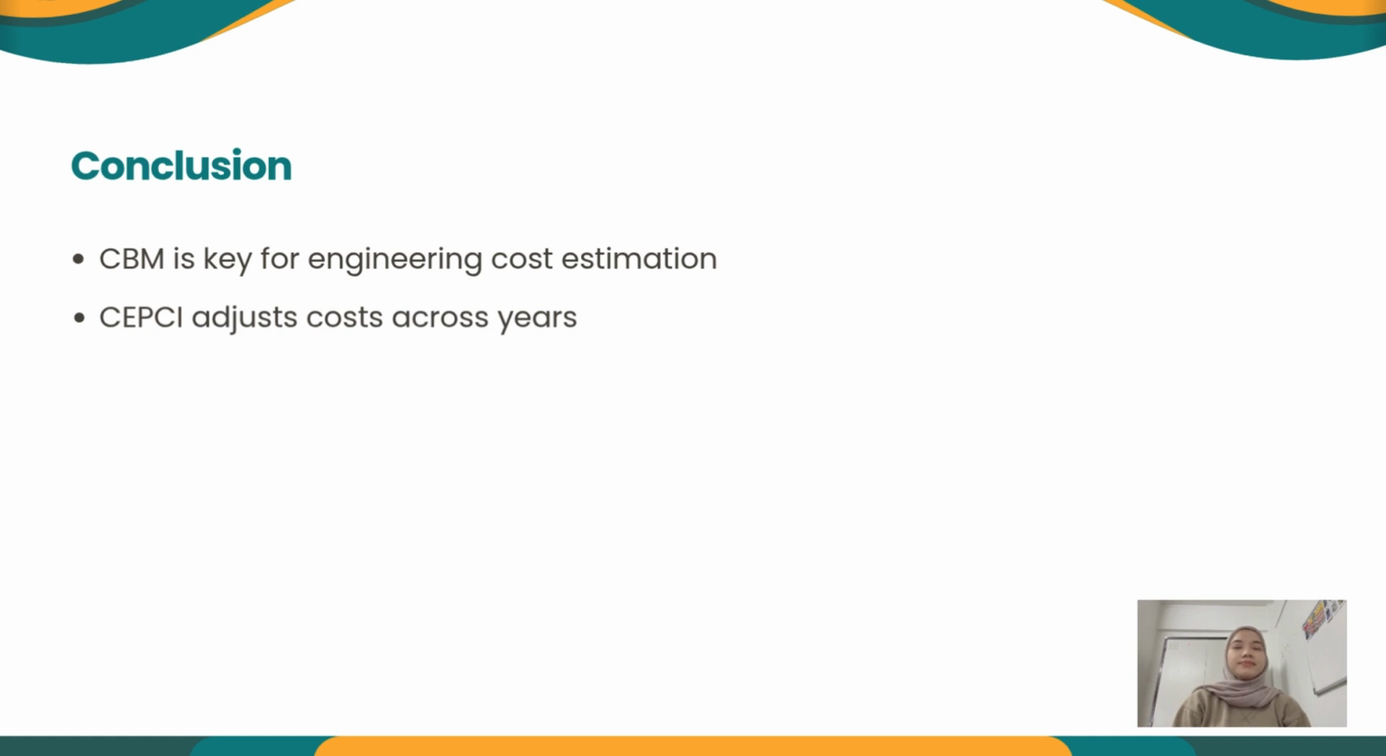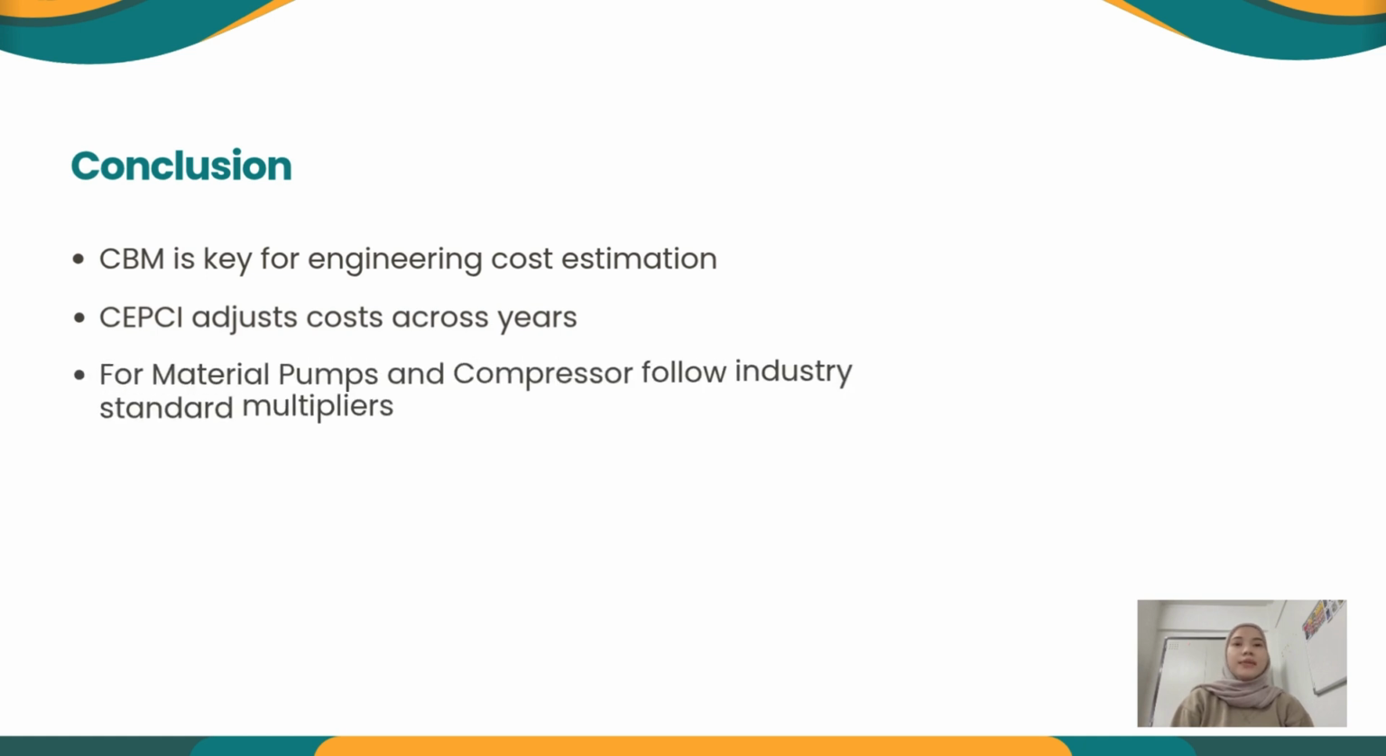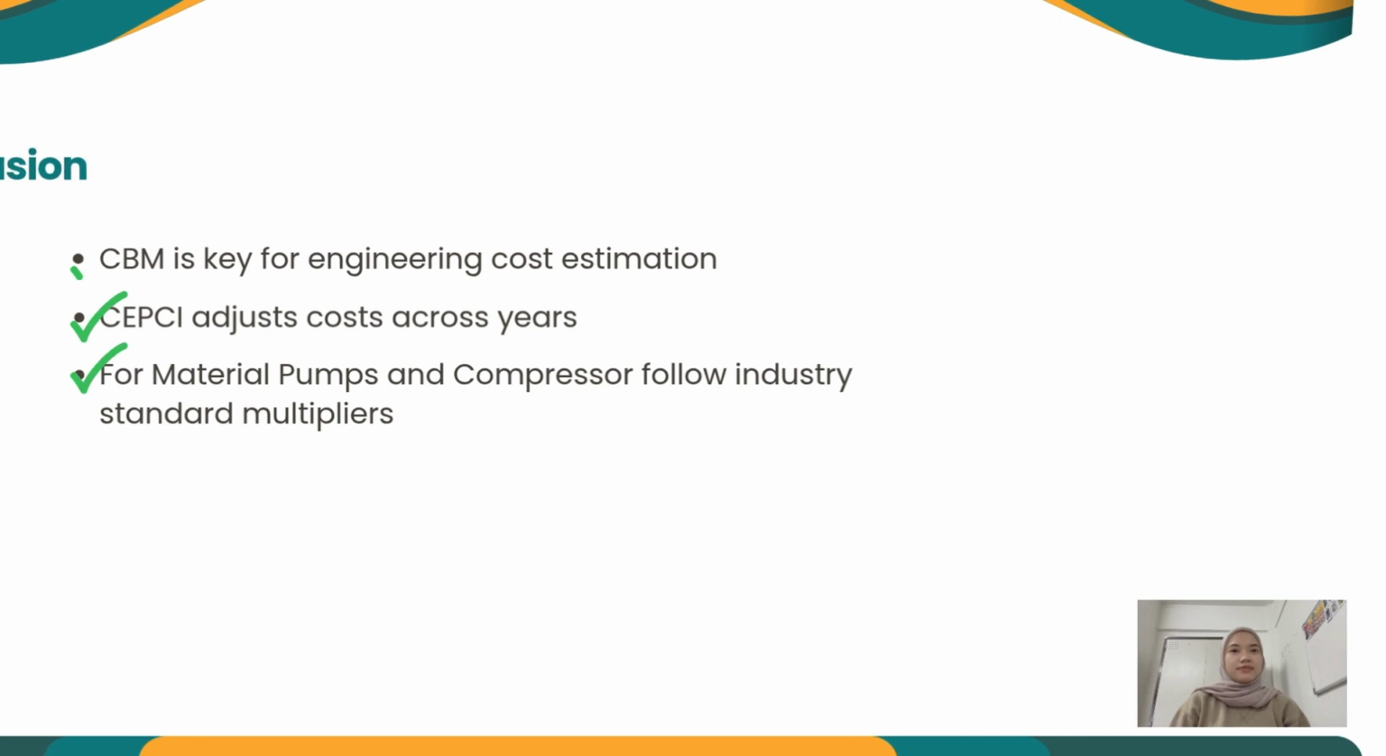shift. Lastly, when estimating the cost of specific equipment like pumps and compressor, we follow standard industry multipliers. These multipliers are derived from historical cost relationship and industry benchmark, helping us to estimate bare module cost efficiently and reliably. Together, these tools, CBM, CAPC, and industry standard multipliers, form the backbone of precise and up-to-date engineering cost estimation.